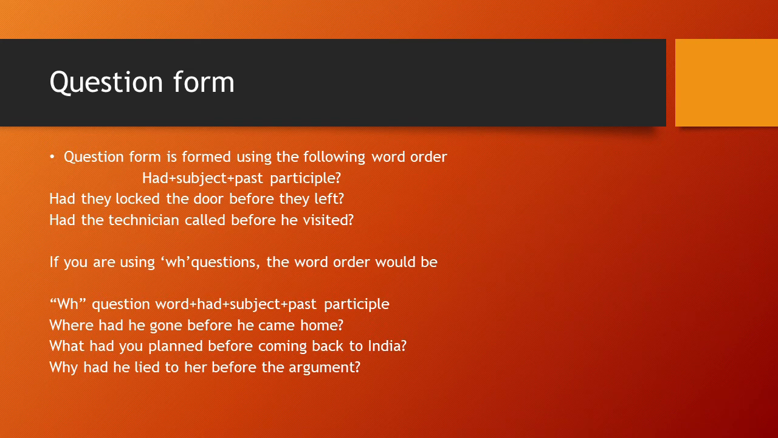Let's go to the question form of the past perfect. The question form in past perfect is formed using the following word order. You use the helping verb had before the subject, and then the subject is followed by the past participle. So the sentence structure is had plus subject plus past participle. All that you have to do is put the had before the subject.